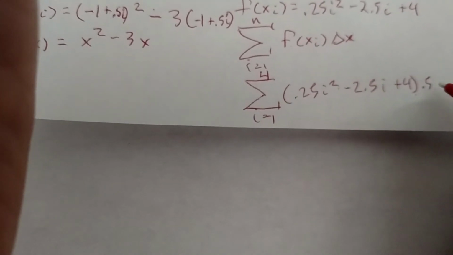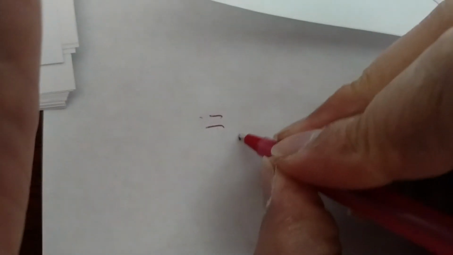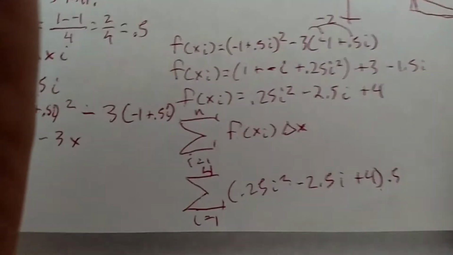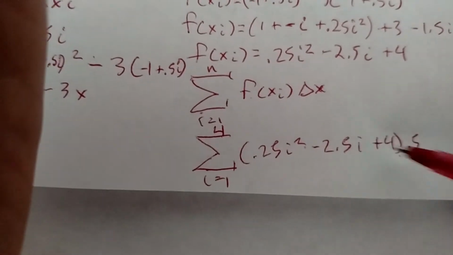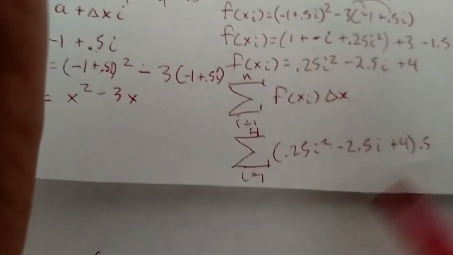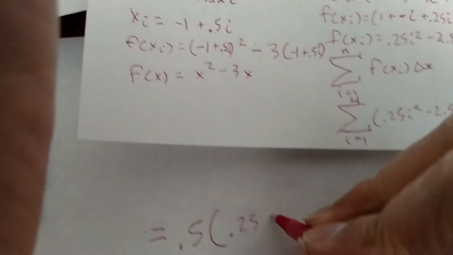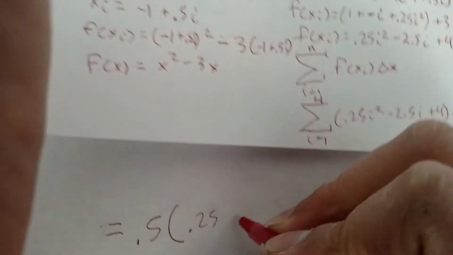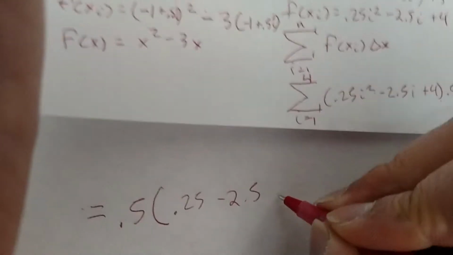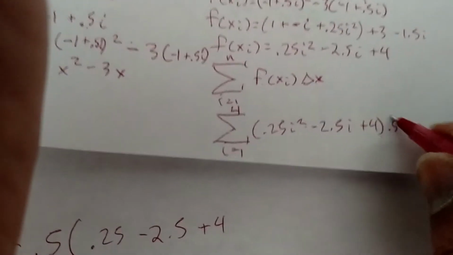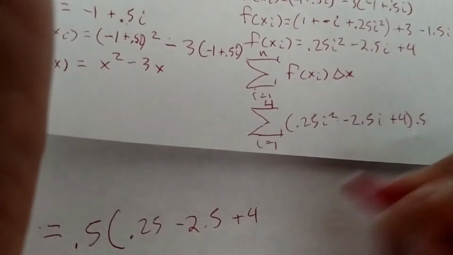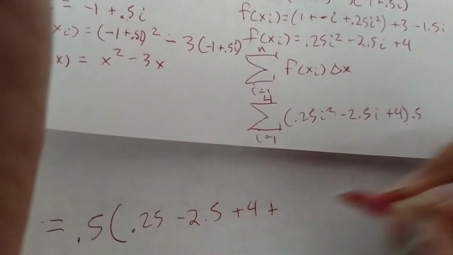Here's a good trick. Take that 0.5 and take it out right now. So this is going to equal 0.5. See, I just took that 0.5 out of the equation. It's gone. Now I just have to worry about this. So I plug in 1. Those will stay: 0.25 minus 2.5 plus 4. Okay? And since I've factored that out, I can just go ahead and start plugging in my next thing.